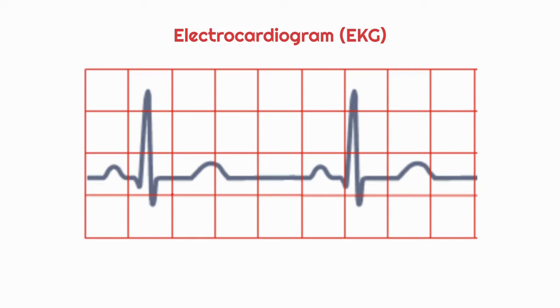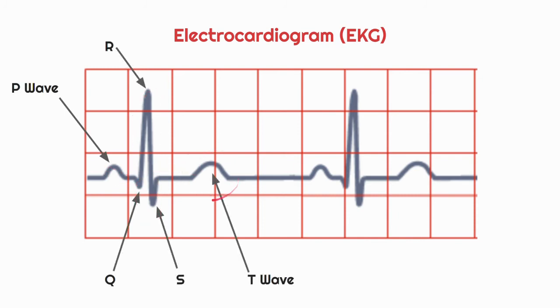Doctors use an electrocardiogram or an EKG to visualize and diagnose this conduction pathway. The EKG consists of the P wave, the QRS complex, and the T wave. The P wave shows the depolarization of the atria. The QRS complex shows the depolarization of the ventricles. The repolarization of the atria also occurs during the QRS complex, but is masked by the ventricular depolarization. And finally, the T wave shows the repolarization of the ventricles.